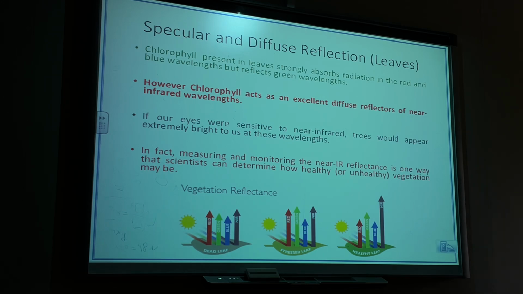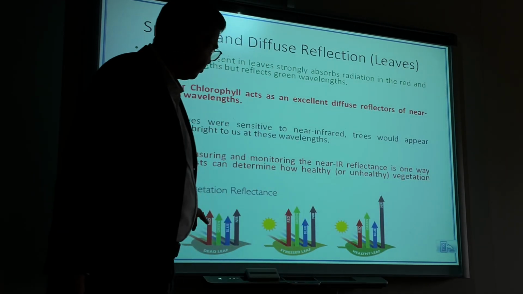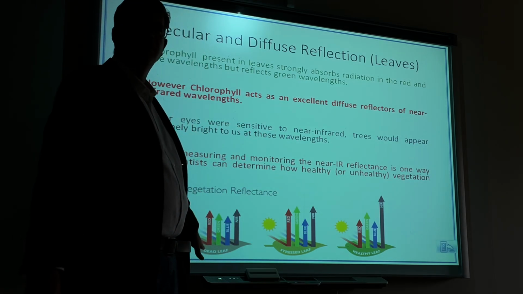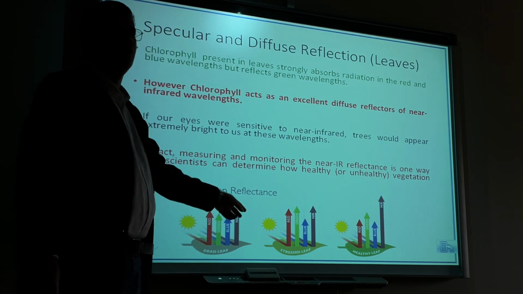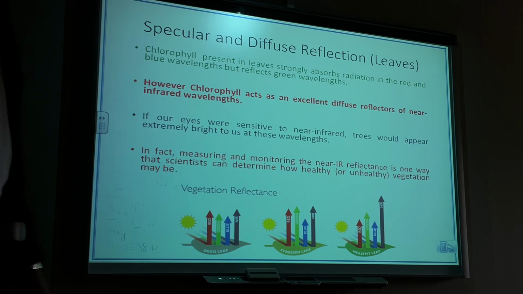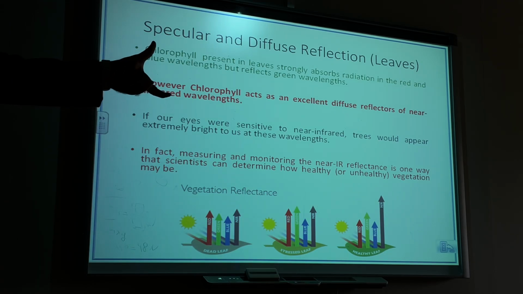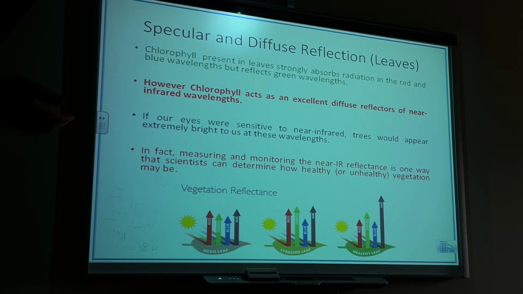Now, we have an example here of specular and diffuse reflection from leaves. The same thing which I was telling you before. Here at the bottom you can see the types of leaves. One leaf is healthy and the other one is dead or unhealthy. Now the arrows indicate the amount of different electromagnetic radiations reflected from the leaves. The length of the arrow indicates the amount of reflection. Bigger the arrow, more the reflection; smaller the arrow, less the reflection.